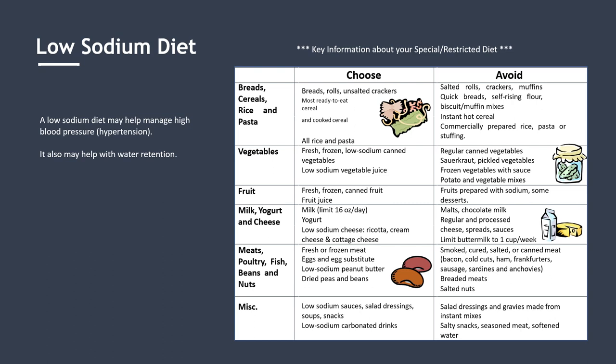Low-sodium diet. A low-sodium diet may help manage high blood pressure or hypertension. It may also help with water retention. Study the chart to the right. Look at each category and the foods to be chosen and foods to avoid.